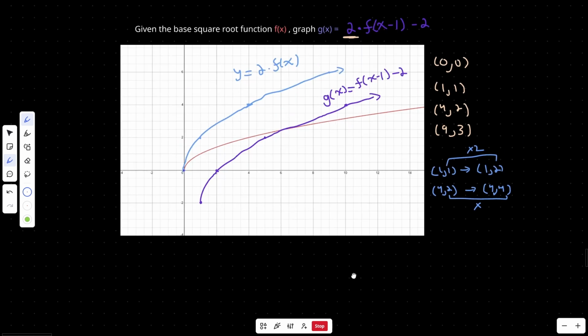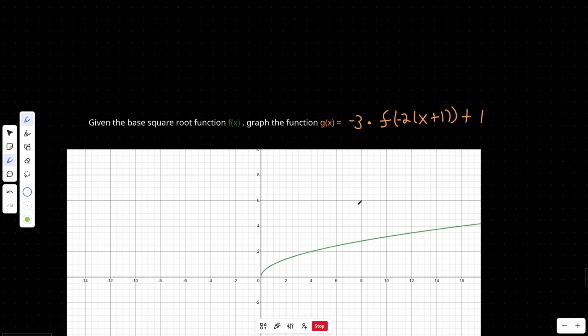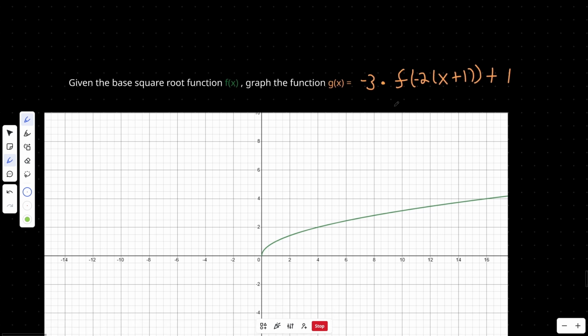Let's move on to the last question here. This one's a bit of a tricky one as we've got a lot of transformations to work with. It asks us, given the basic square root function f of x, graph the function g of x equal to minus 3 times f of minus 2 times x plus 1, plus 1.